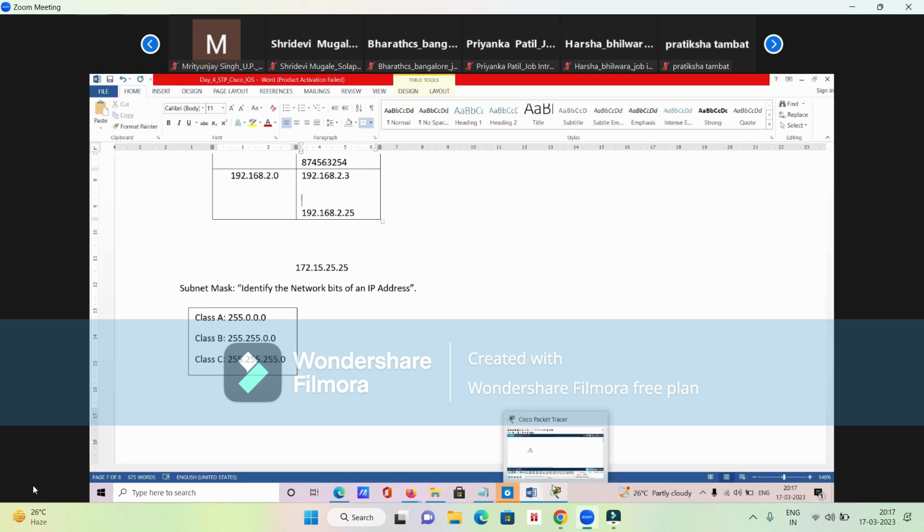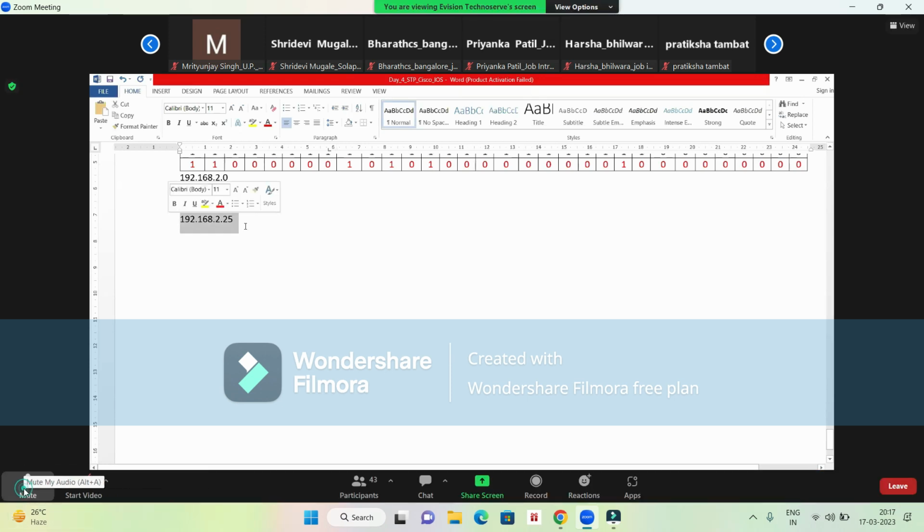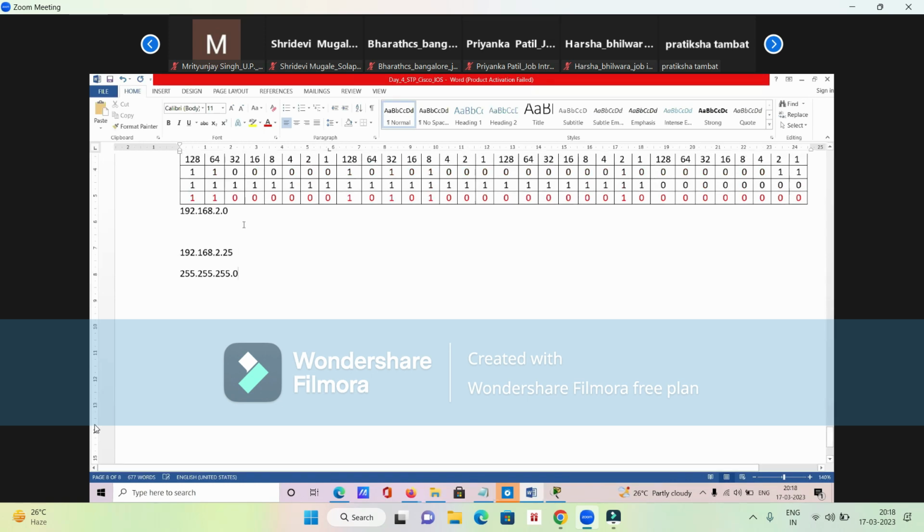Now let's take the second IP address, which is 192.168.2.25, and perform the same process. First tell me, this IP address belongs to which class? Class C. And what is the subnet mask of Class C? It is 255.255.255.0.